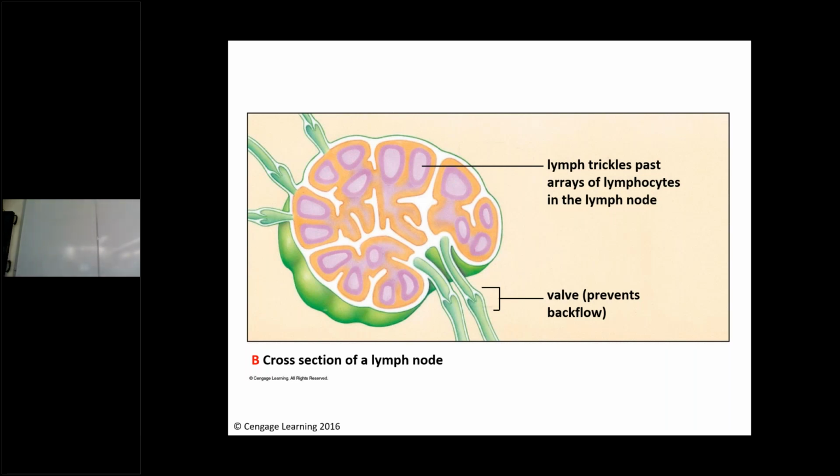Here you can see a lymph node. So I want you to notate this and write this down. It's already in the notes, but you need to write it again. So lymph nodes filter lymph. The spleen filters blood. The lymph nodes filter lymph. The spleen filters blood.